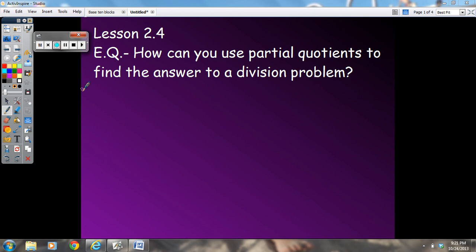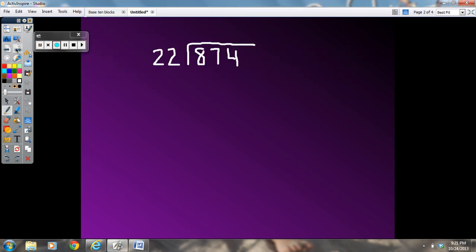Let's take a look at our first example here. Our first example is 874 divided by 22. What we would normally do when we solve this kind of problem is take our steps to long division: we would divide, multiply, subtract, check, and bring down. But when we use partial quotients, we're not using that standard method of dividing. I'm going to show you how this actually works out.